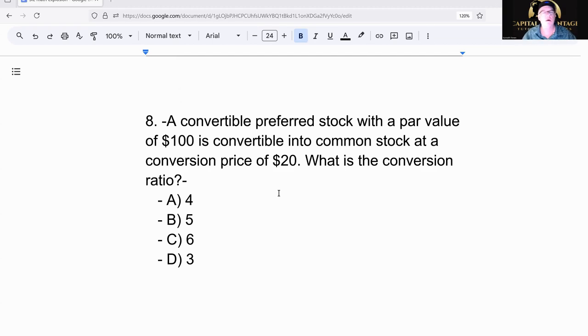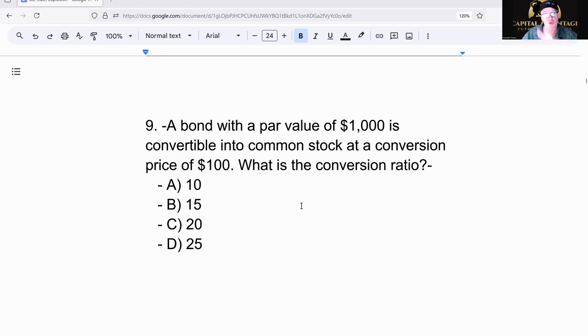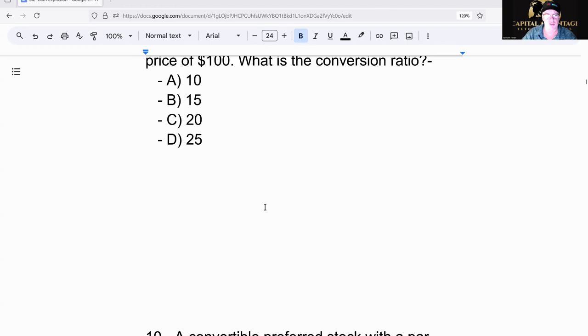Moving on. If you're getting bored of this, move on to the next one. Here's what you do: whenever you feel yourself getting bored, do 2 more, and then move on. A bond with a par value of 1,000 is convertible to common stock at a conversion ratio of 100. 1,000 divided by 100 is 10. 10 times 100 is 1,000. We're moving on. We're going to get 140 more pages of this.